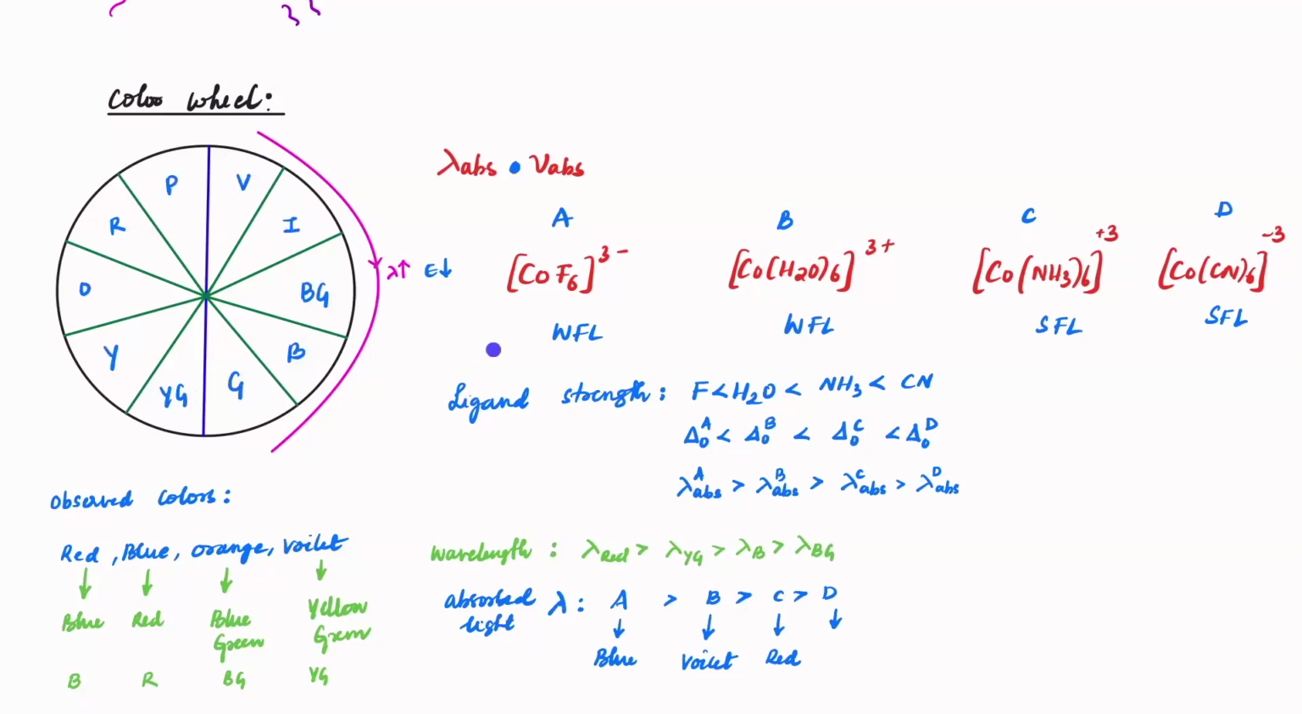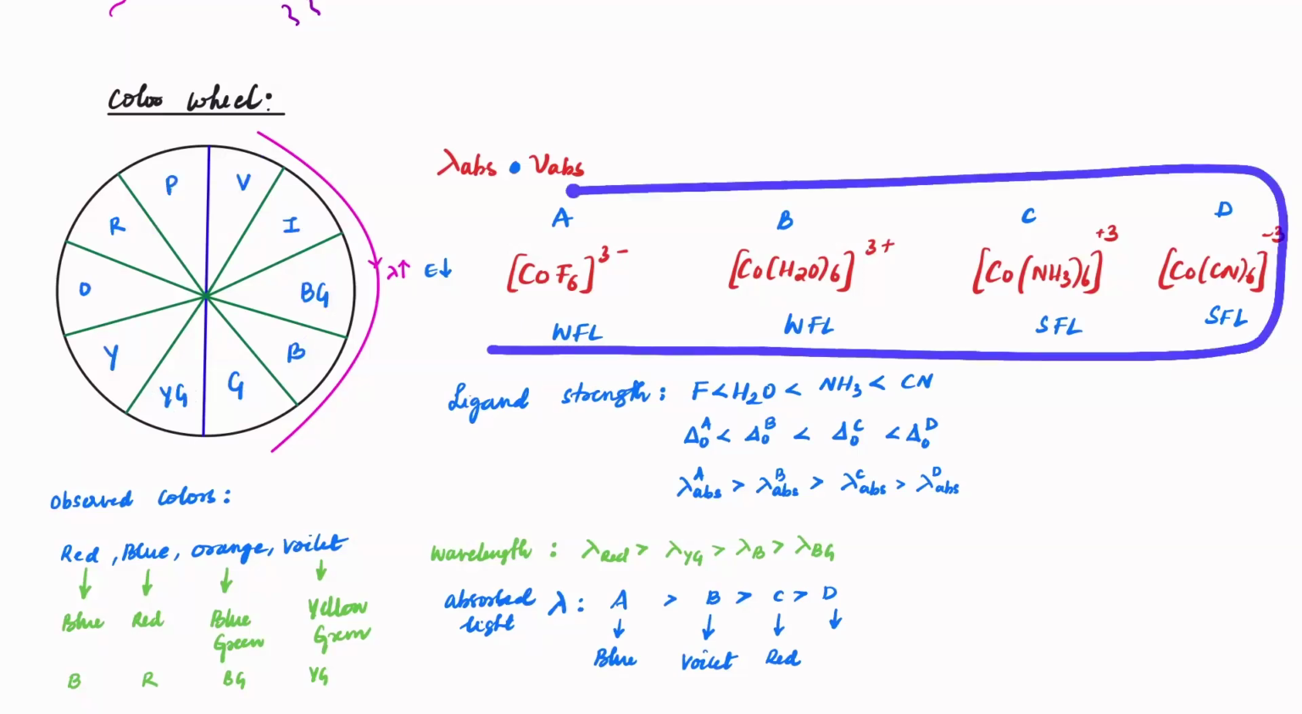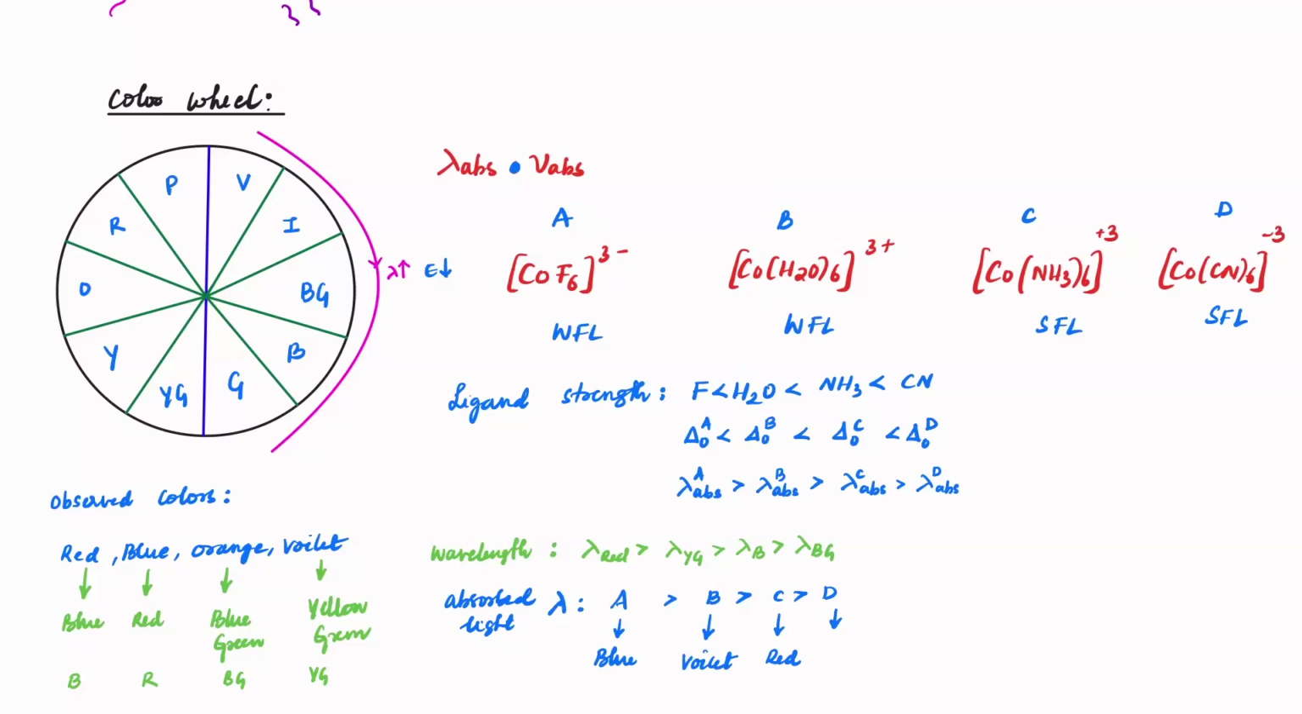In case I have four complexes A, B, C, D, and the question is to figure out what colors are associated with them, given that I found four colors: red, blue, orange, and violet. So the first thing you do is figure out the ligand strength. The more the ligand strength, the more the splitting. The more the splitting, the smaller the wavelength absorbed. So if I label these as A, B, C, D, D has absorbed the smallest wavelength, A has absorbed the largest wavelength.